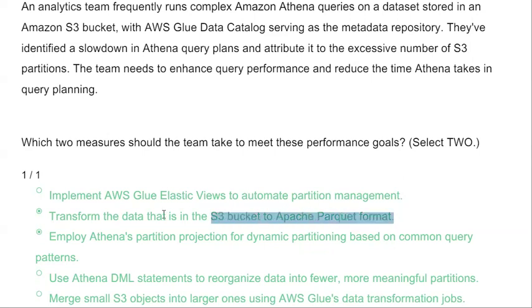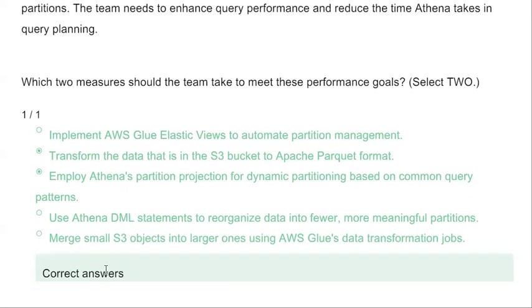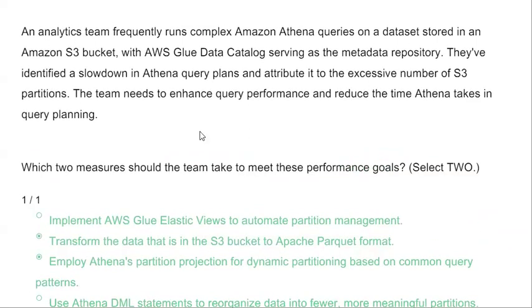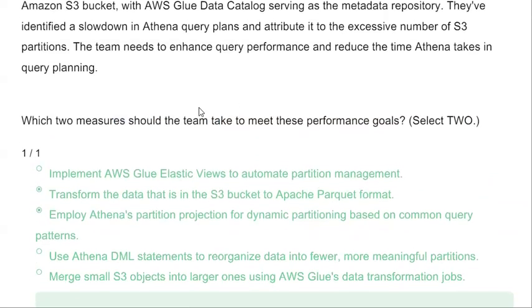So this is one option that we need to select, that is to transform our data present in the S3 bucket to Parquet files. And the other option is we need to partition our data, for dynamic partitioning based on our query patterns. So these two are the correct answers. You can even see that. So those are related to this question.